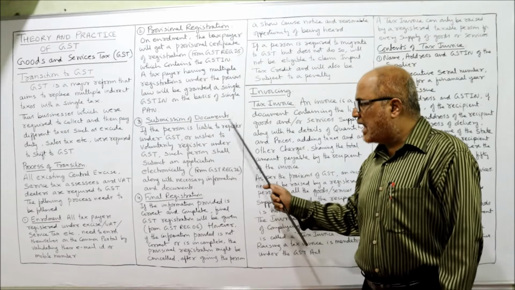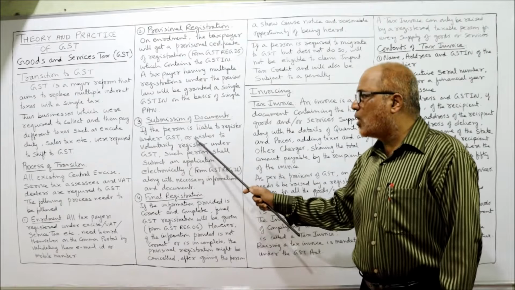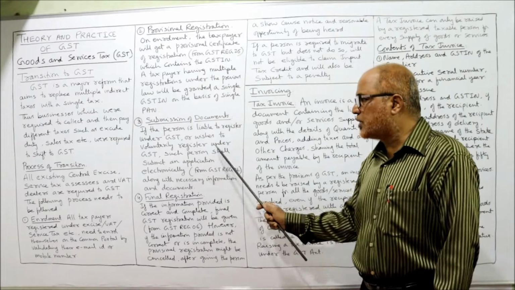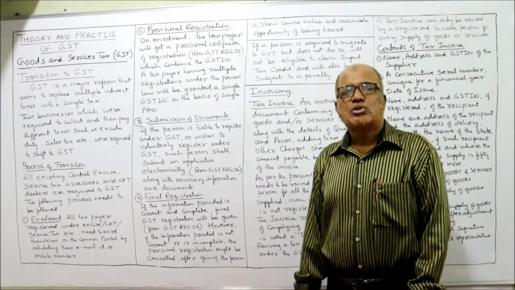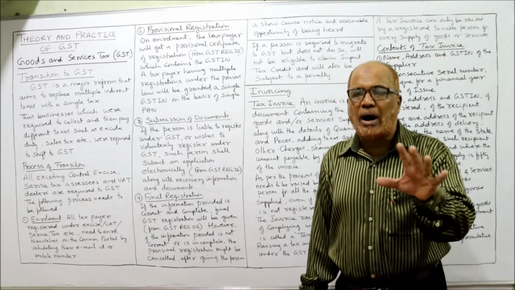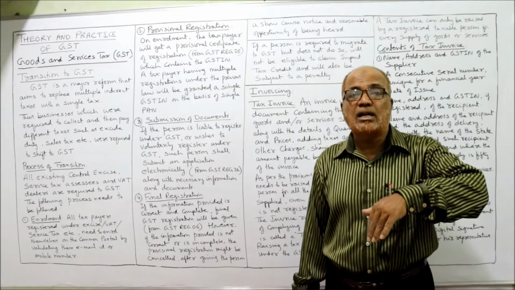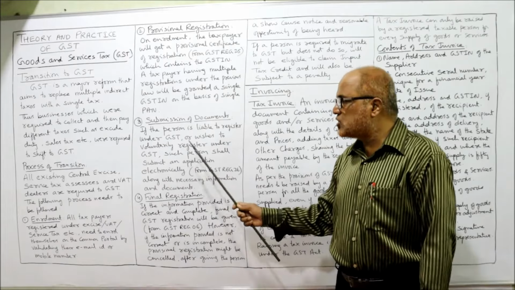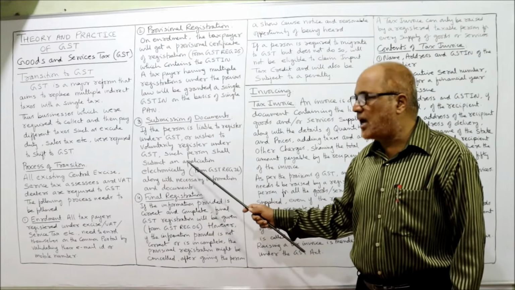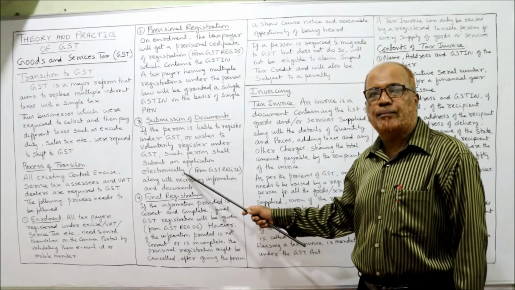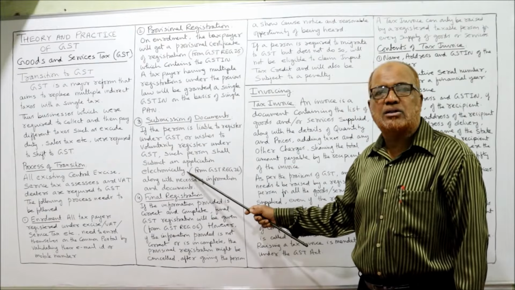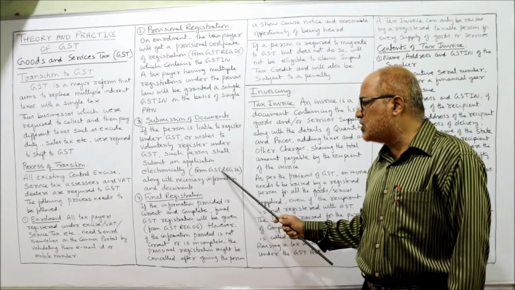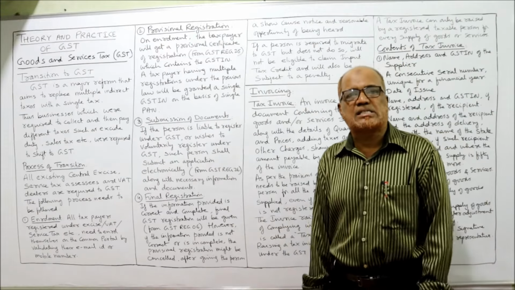So if a person is liable to register under GST or wishes to voluntarily register under GST, such person shall submit an application. So even if a person is not bound to be registered, but voluntarily he wants to get himself registered, such person shall submit an application electronically. No need to go to the department. Online, electronically he can do by submitting the form GST REG 26.